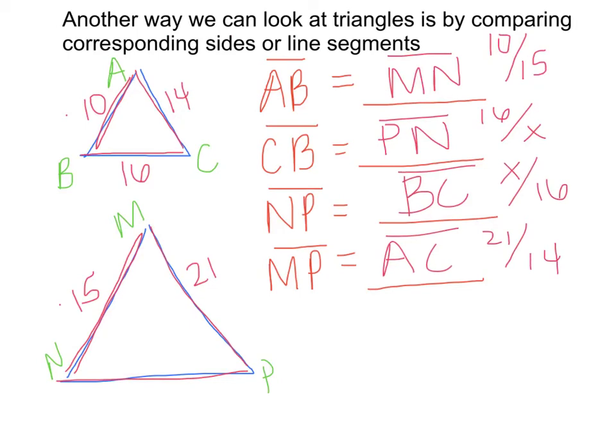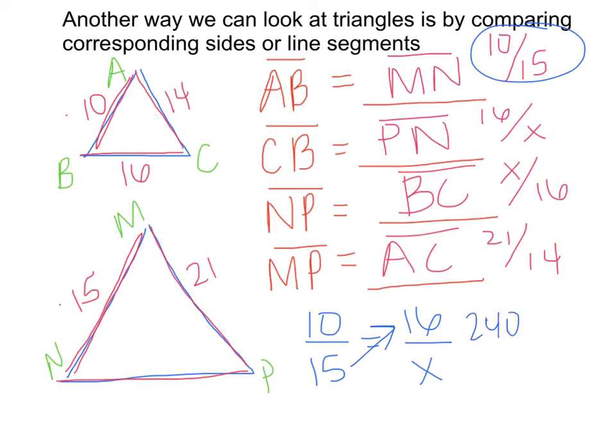Now to find out what x equals, we're just going to set two of them equal to each other. So let's choose 10 and 15 right there. So 10 and 15 is going to be equal to, and since 10 is on the top, we'll do 16 over x. And then you can cross multiply to figure out what that equals. So 15 times 16 is 240 equals 10x. Divide each side by 10. And x is going to equal 24.